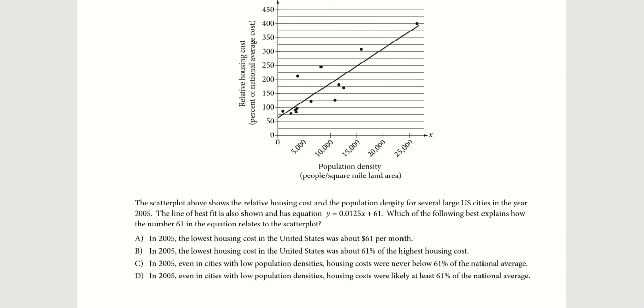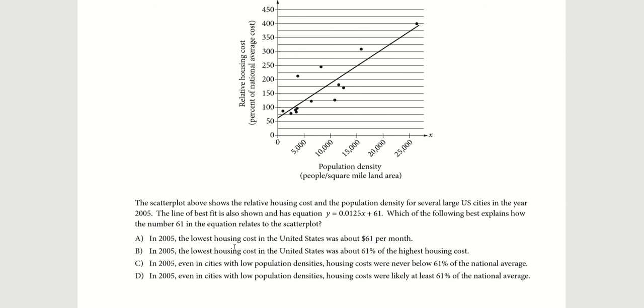Well, let's remind ourselves that this is a linear equation, so y equals mx plus b. So 61 is the b value, that's our y-intercept. We can also figure that out because if we plug in 0 for x, which is where the y-intercept occurs, you will get y equals 61, which we see right here. So basically, we're being asked to interpret this. Let's take a look at the options.